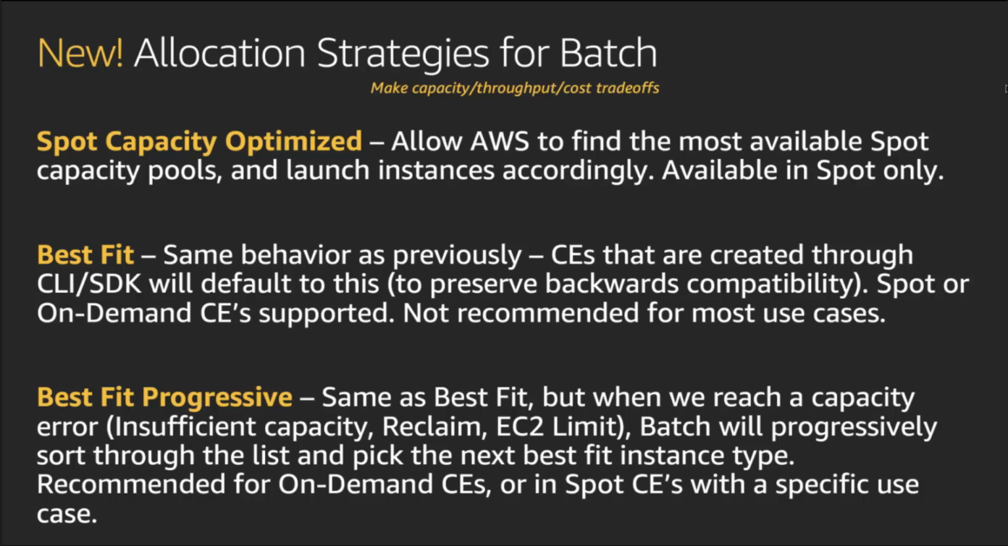But the other new one that we'll talk about here briefly is the best fit progressive, which is essentially the same as best fit. However, it does some neat things around progressively sorting through instances and capacity to pick the next best fit instance type for your particular workload. You can use best fit progressive with both on-demand compute environments as well as Spot compute environments with specific use cases. But in terms of what we'll talk about today, we highly recommend that you focus on the Spot capacity optimized allocation strategy within Batch.